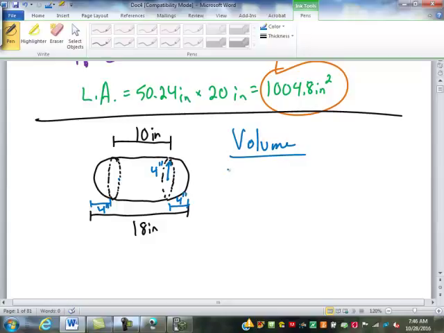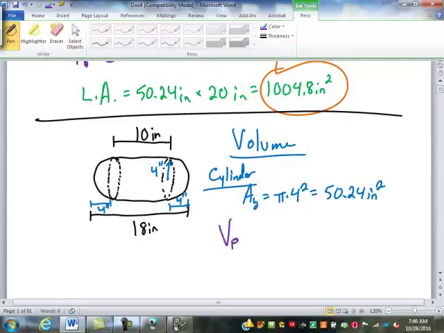So our volume for the cylinder, we have to find the area of the base, which is pi times 4 squared, 50.24 square inches. Then we can find that volume as 50.24 square inches times the height of 10 inches. So 502.4 inches cubed.